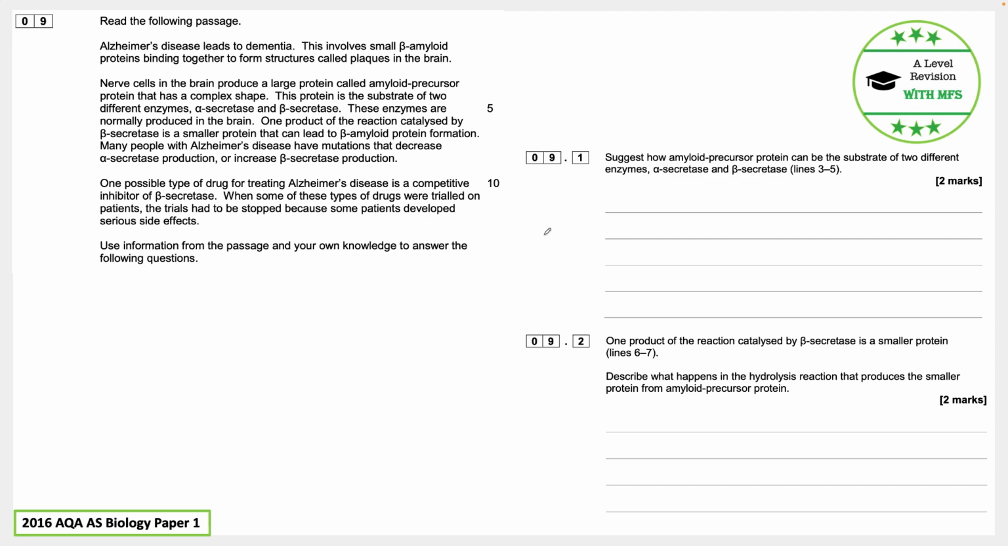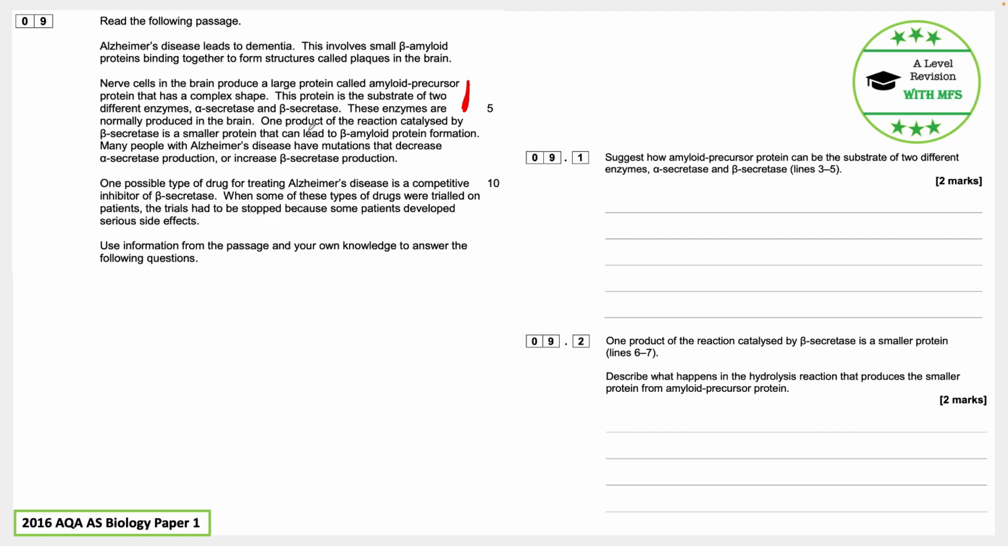Our next question is still from the 2016 AQA Biology Paper 1, and we're given a passage. Now, I'm not going to read through the passage, I'm just going to go through the questions and refer back to the passage when necessary. So, the first question says, suggest how amyloid precursor protein can be the substrate of 2 different enzymes, alpha secretase and beta secretase, lines 3 to 5. So, the lines of interest are these 3 lines here.